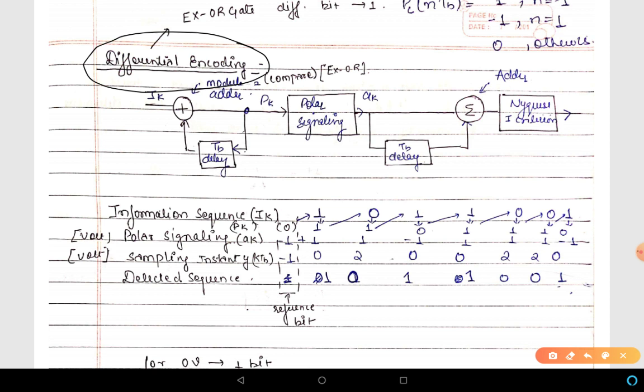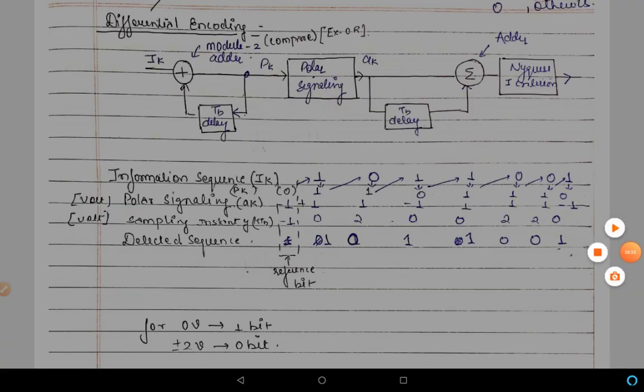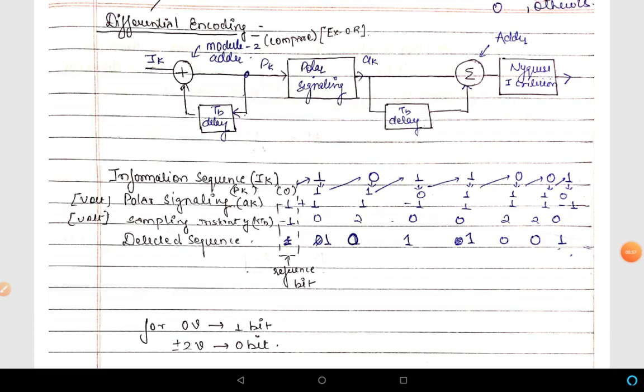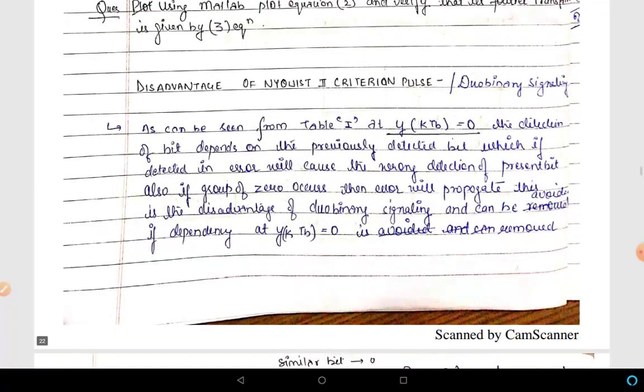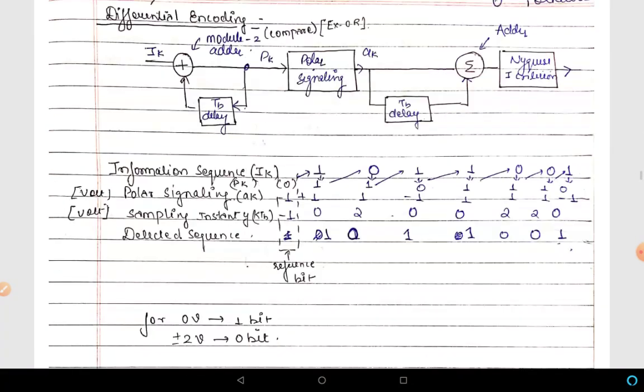In this way, it can be shown that if you use a differential encoder, then the disadvantage of the Nyquist second criteria can easily be removed. This is what we intended to cover in this lecture.